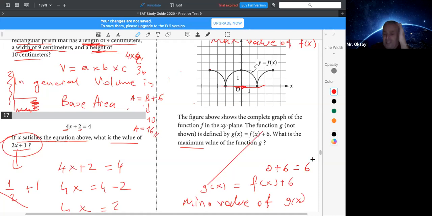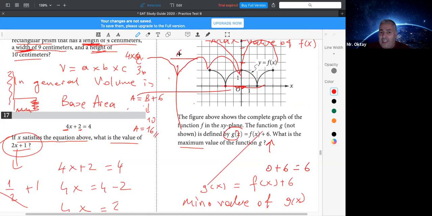Since g of x is f of x plus 6, this plus 6 means we are just moving the f of x 6 units up. So 1, 2, 3, 4, 5, 6. So you are moving these figures. It will be something like that. So it will be now 8.